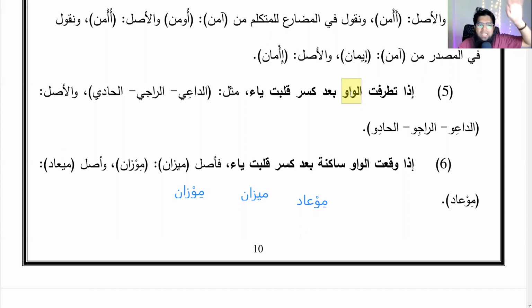But this waw, tatarrafatil waw ba'da kasrin, qulibat ya'an. We're not talking about sakina, whatever. It could be anything. But here in the middle, if waw comes, it should be a sakina. Because waw with a haraka, then it's a problem. You have to do something else to it. This is rule number 6. Mizan rule. This is Mizan rule.